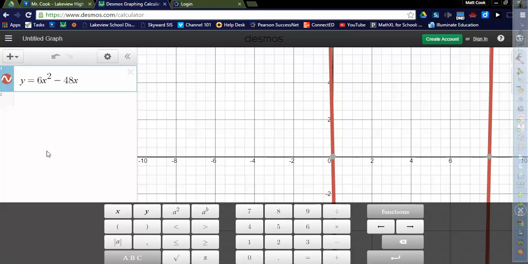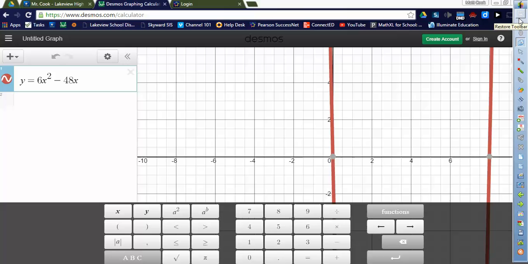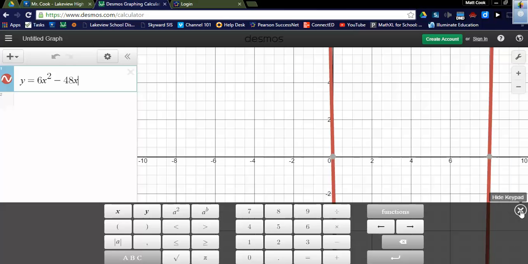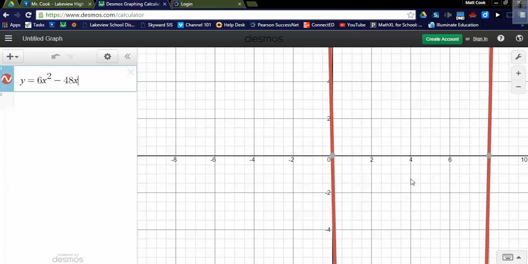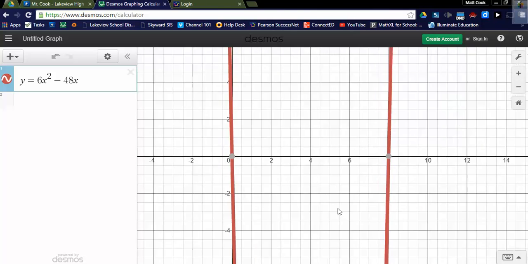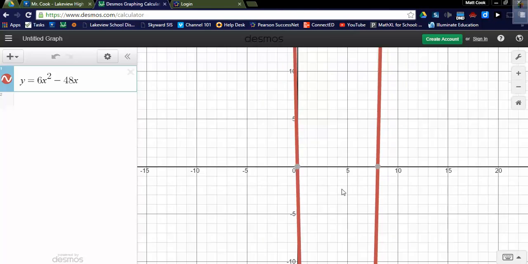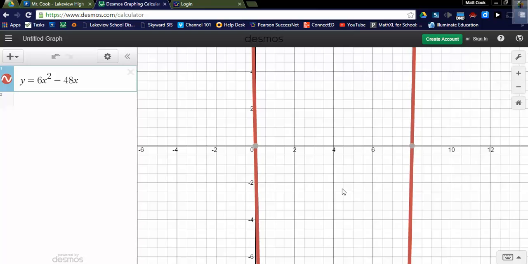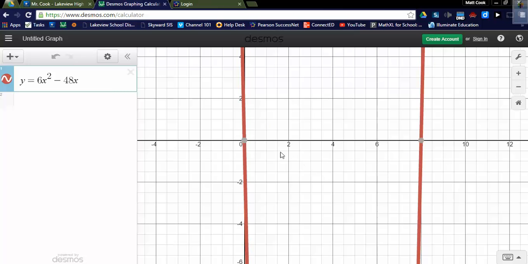So let's subtract 48x. Okay, so let me get this little keyboard out of the way. You can do that by clicking that little X to hide the keypad. And then realize I can click the left mouse button, I can scroll around, I can use the scroll wheel on a mouse and zoom in, zoom out. But do you see how they put two gray dots right there? I'm going to click that one. Hey, there's one answer. And there's the other answer.